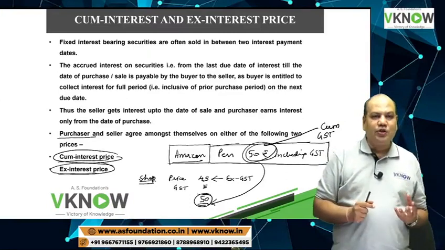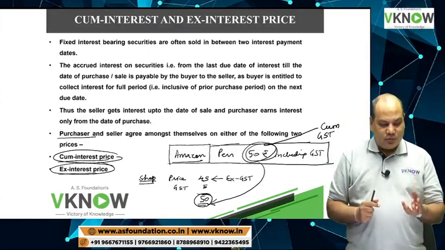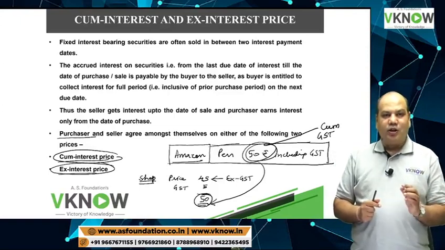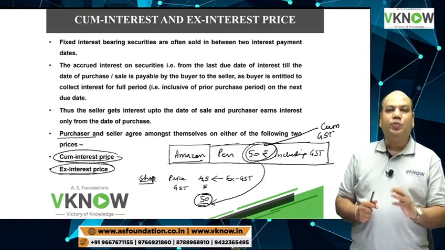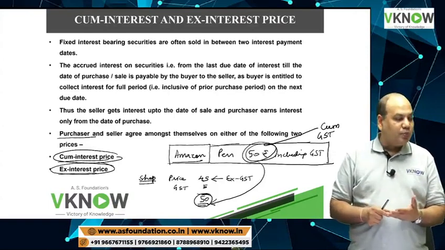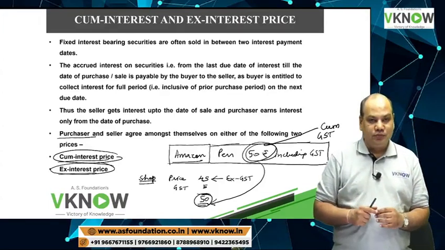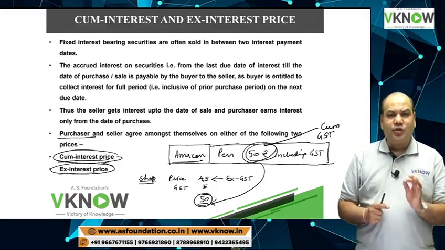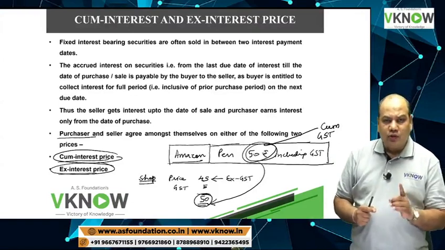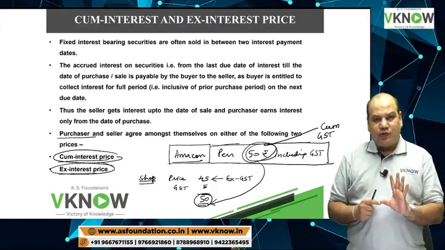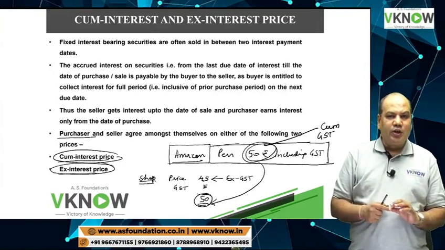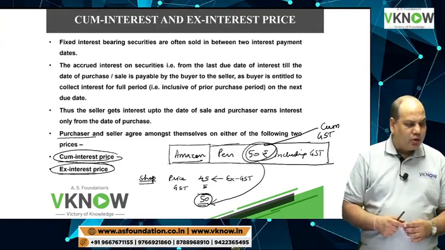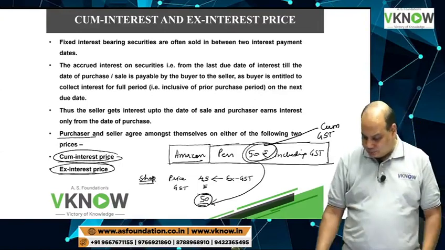So there are two transactions happening together. One is the transaction of buying and selling of investment, and another is the transaction of receiving or paying the interest. So the interest portion will go to interest account and the ex-interest portion will go to investment account, in all cases, irrespective of whether the purchase or sale is made at ex-interest price or cum-interest price.